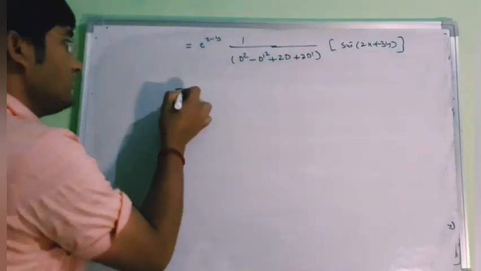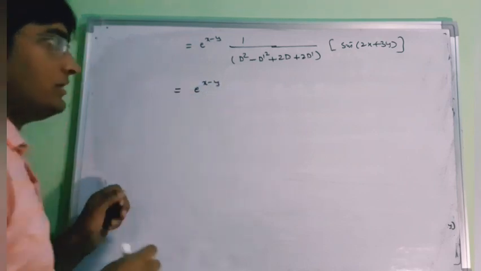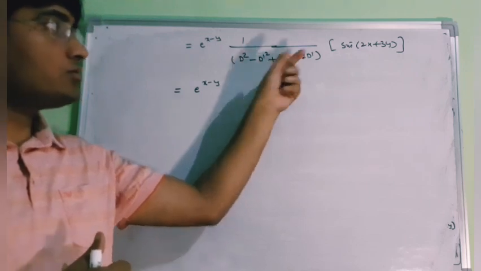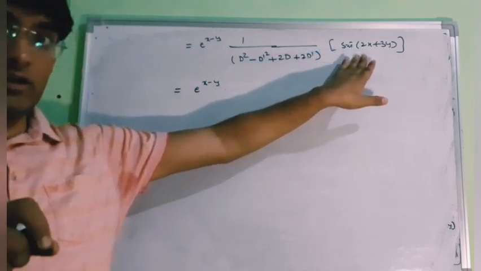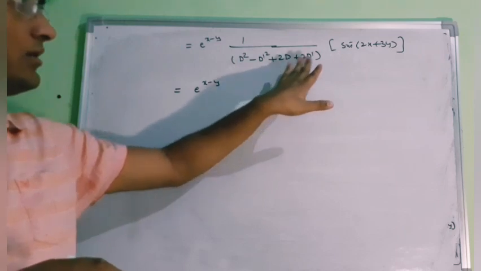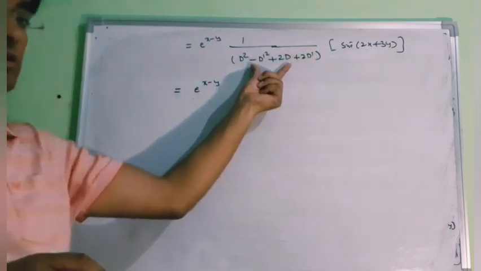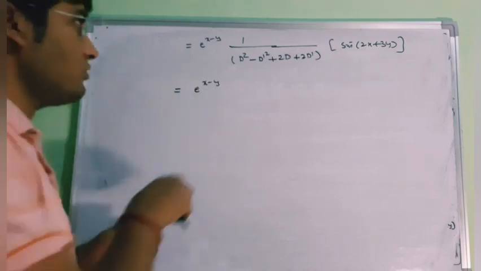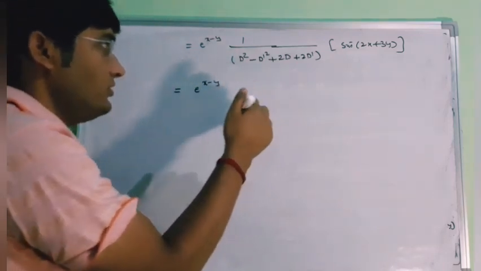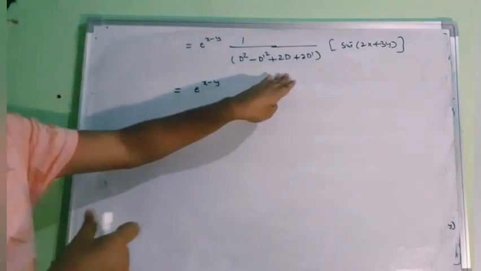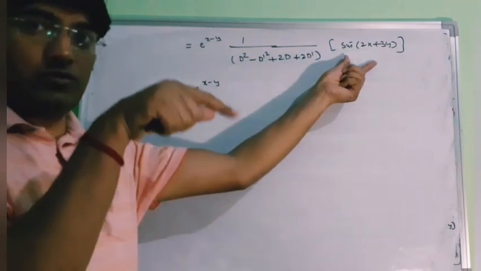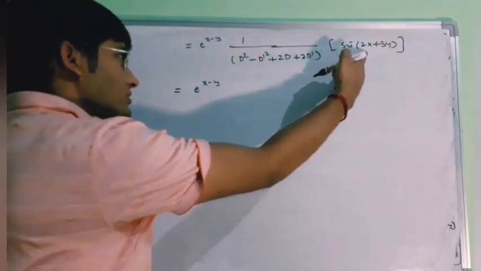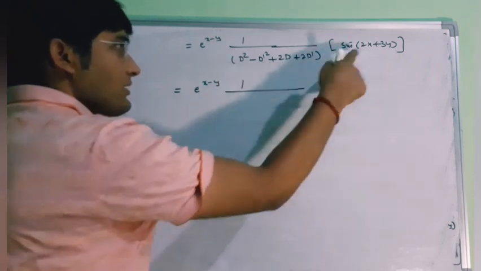So our D squared will be replaced by, please note down that here this factor is not homogeneous. So we cannot use the formula of the type ax plus by. We can only use the formula when this denominator term is homogeneous. Here you can see that this is not homogeneous. If you wish to use that formula, then we will have to factorize it in two parts, and then for the homogeneous part we will use the formula for f of ax plus by. We can also use that formula, or you can directly replace our D squared by minus a squared.